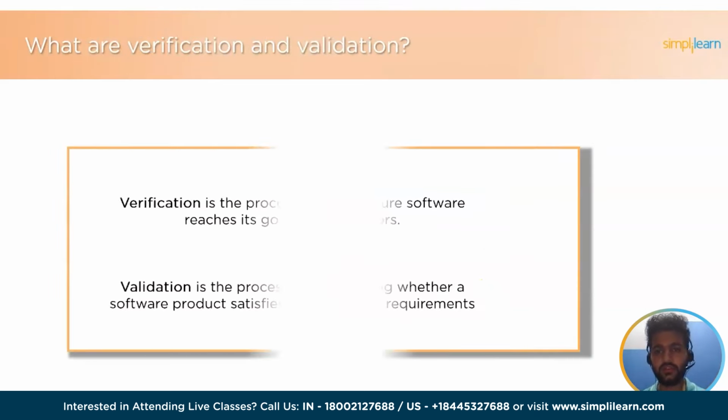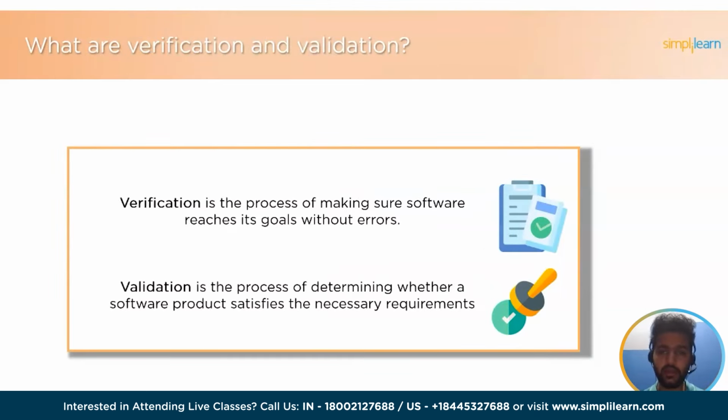Now moving on to the next question, that is what are verification and validation. So verification is the process of making sure software reaches its goals without errors. It is the process of figuring out whether or not the product being generated is accurate. It establishes whether the end product complies with the requirements and focuses primarily on the functionality. Now comes the validation. The process of determining whether a software product satisfies the necessary requirements is known as validation. It is a procedure of confirming product validation or confirming that the product we are developing is accurate. The quality of the program is the main focus of the validation.